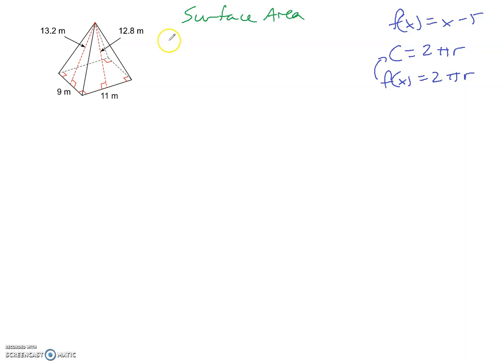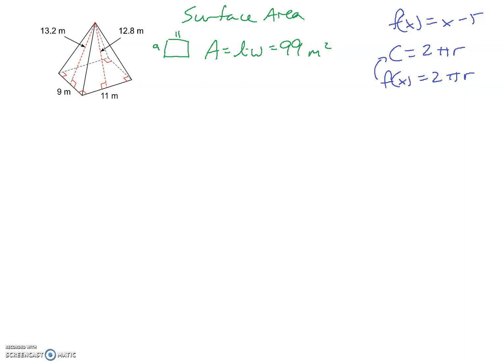So the base, of course, is the shape of a rectangle. It's a 9 by 11 rectangle, and I need to find the area of that rectangle. Area of a rectangle is just length times width. So 9 times 11 would be 99 meters squared. So my base is all done.